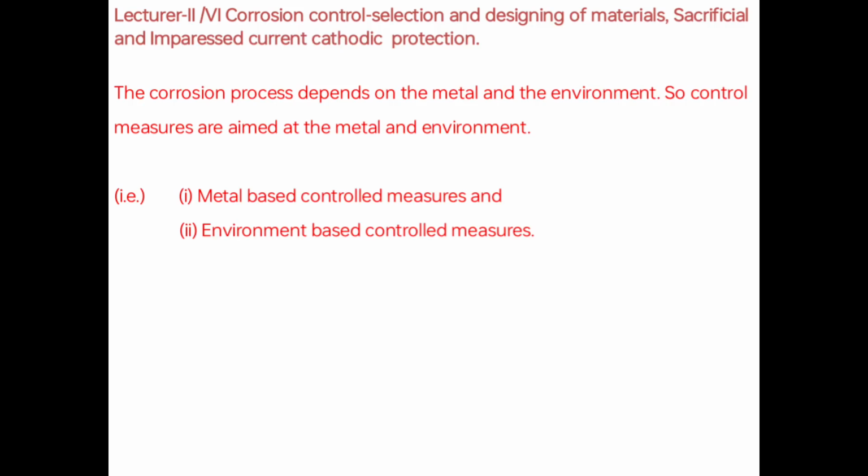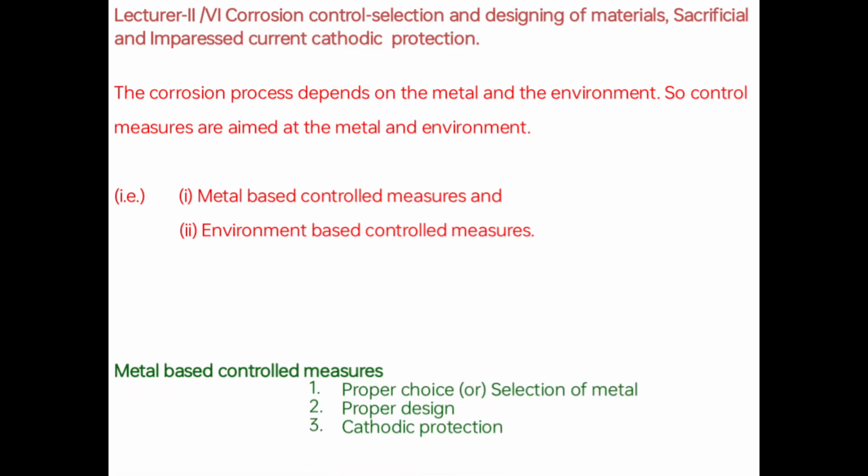Corrosion control: selection and designing of material, sacrificial and impressed current cathodic protection. The corrosion process depends on the metal and the environment, so control measures are aimed at the metal and the environment. That is, metal-based control measures and environment-based control measures.